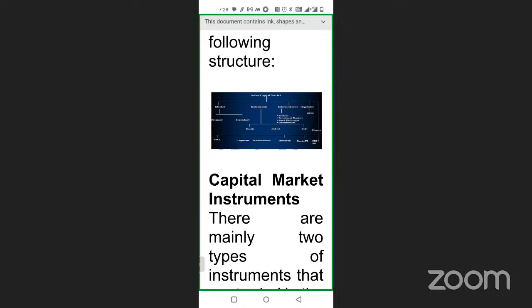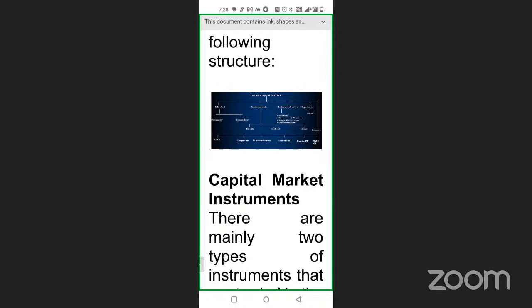Then most of the people sometimes adopt hybrid products. Some invest in equity as well as debt, and some people invest only in debt. They will not make any investment in equity.